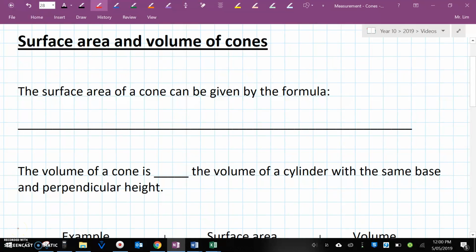Okay, so in this video, we're going to have a look at how to find the surface area and volume of cones. Now, the surface area of a cone can be given by the formula: surface area is equal to pi r squared plus pi rl. Now, L is the slant height. Okay, the slant height.